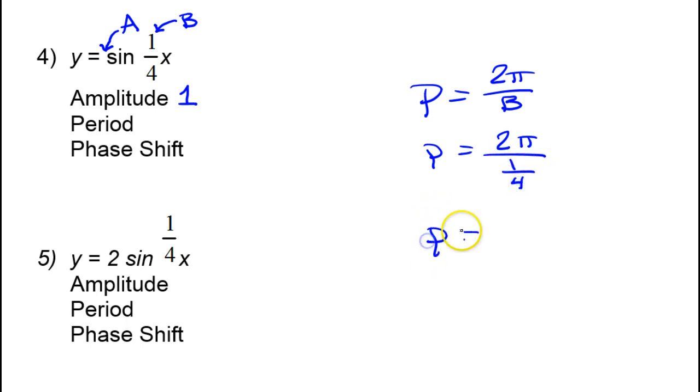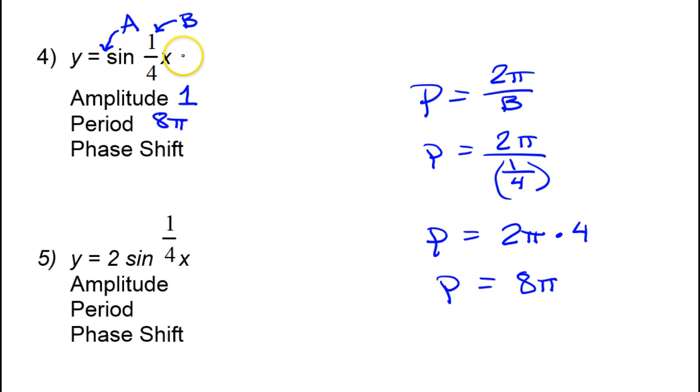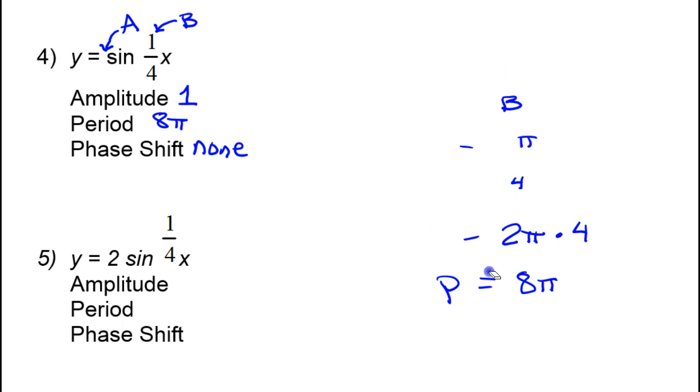All right, so when you divide by a fraction, that's the same thing as multiplying by the reciprocal. So 2 pi divided by 1/4 is the same thing as 2 pi times 4. All right, you multiply by the reciprocal. So that means the period is going to be 8 pi. And there is no phase shift because nothing is being added or subtracted. So for phase shift, we will just say none again. So that should be enough information for us to draw the sketch.